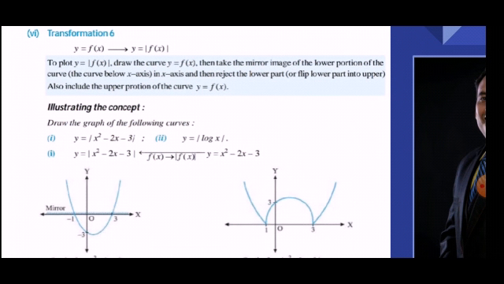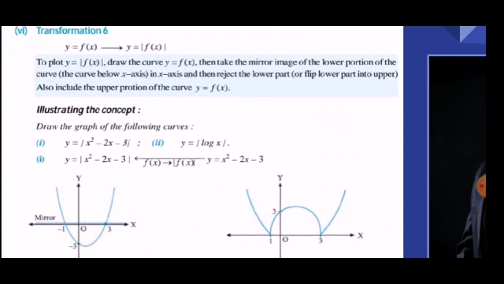Unlike the 5th transformation, here we have to put the mirror on the x-axis, as in the 5th transformation for f of mod x we kept the mirror on the y-axis. So in the negative region with respect to x, we have to reject the portion, and we have to consider the positive region portion and the new image portion also.